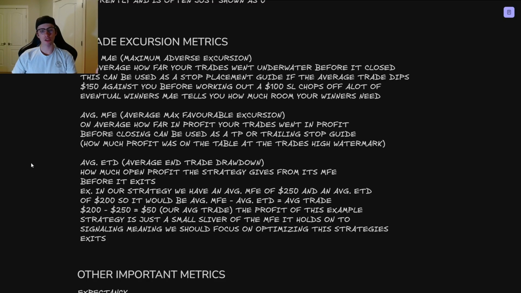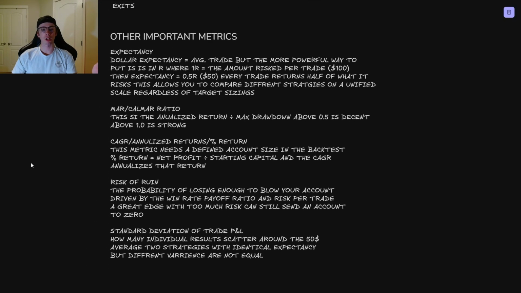Some other trading metrics to take into account are expectancy. So dollar expectancy equals the average trade, but a more powerful way to do this is to put it into R's, where 1 R is the amount risked per trade. In our example it is 100, so the expectancy is 0.5 R.